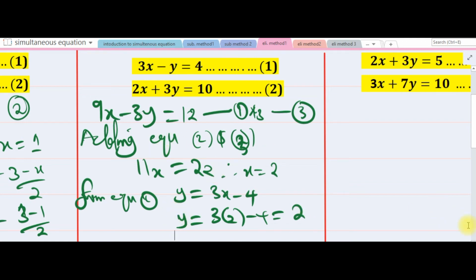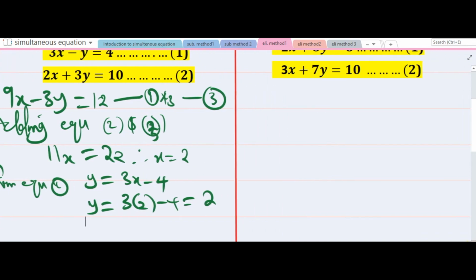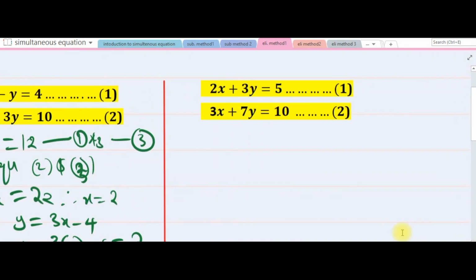So the next question, we are asked to solve 2x plus 3y equals 5 and 3x plus 7y equals 10. Here, none of the coefficients are the same. So the only way I can do it is to multiply. Choose the one that you want to eliminate. If I want to eliminate x, I will make the coefficients of x the same. So I multiply by it.